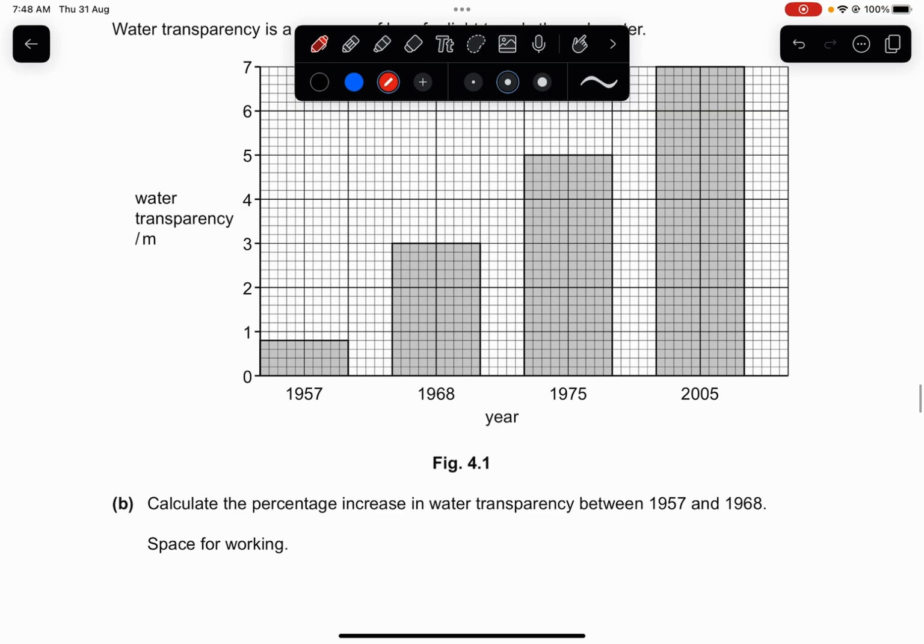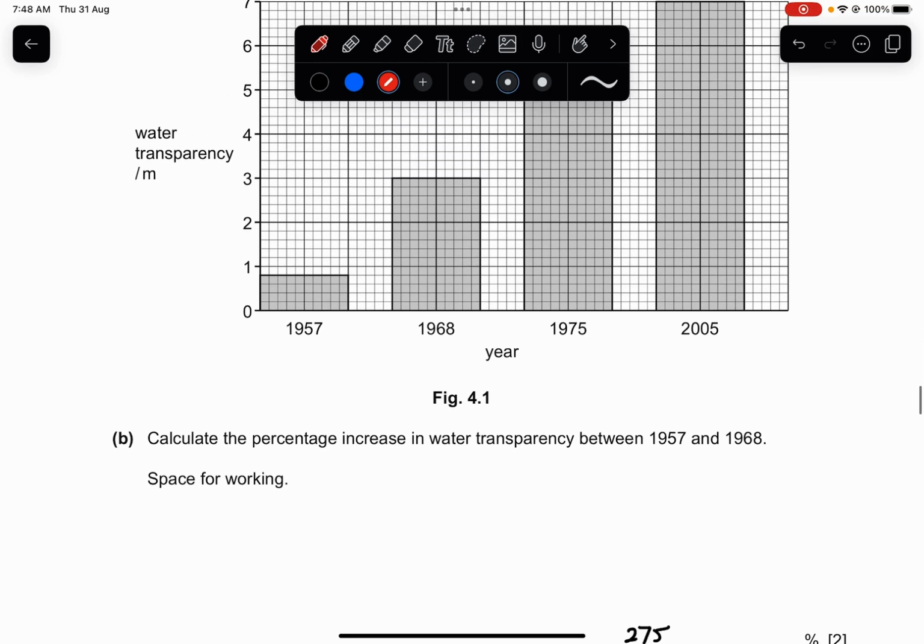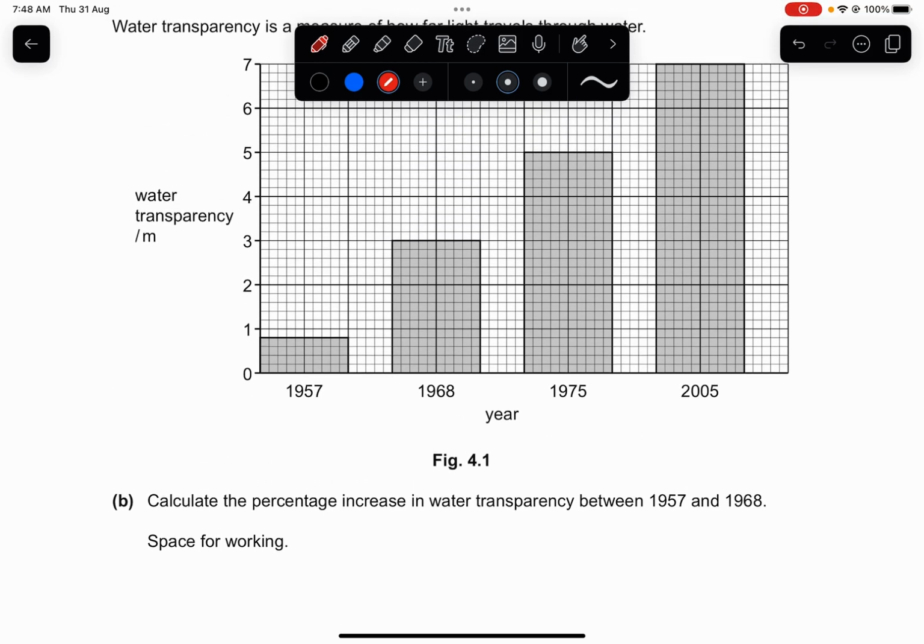So from here, we can see that it definitely has changed. So this is 0.8, this is 3. So use your calculator to calculate it.